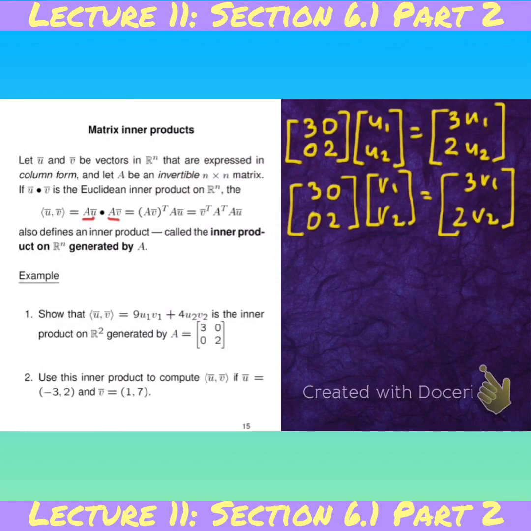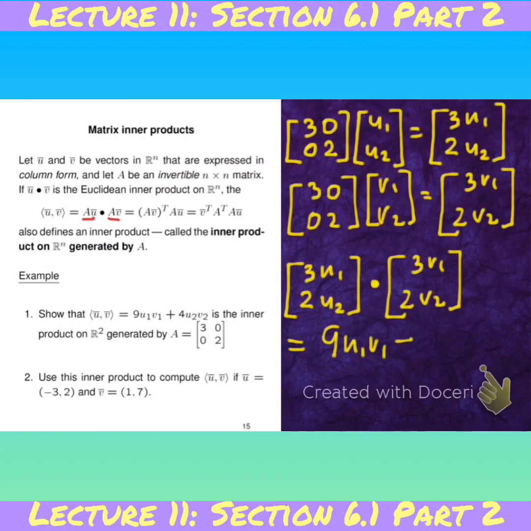Now you can pretty much write that as, by definition, the traditional dot product with the second vector, which is that vector there, and that is just going to be 9 U1V1 plus 4 U2V2. So that's just an illustration of how this particular inner product works. The second one is to use the inner product to compute the inner product of U with V, given that U is the vector -3, 2 and V is the vector 1, 7. That is not a challenging thing.